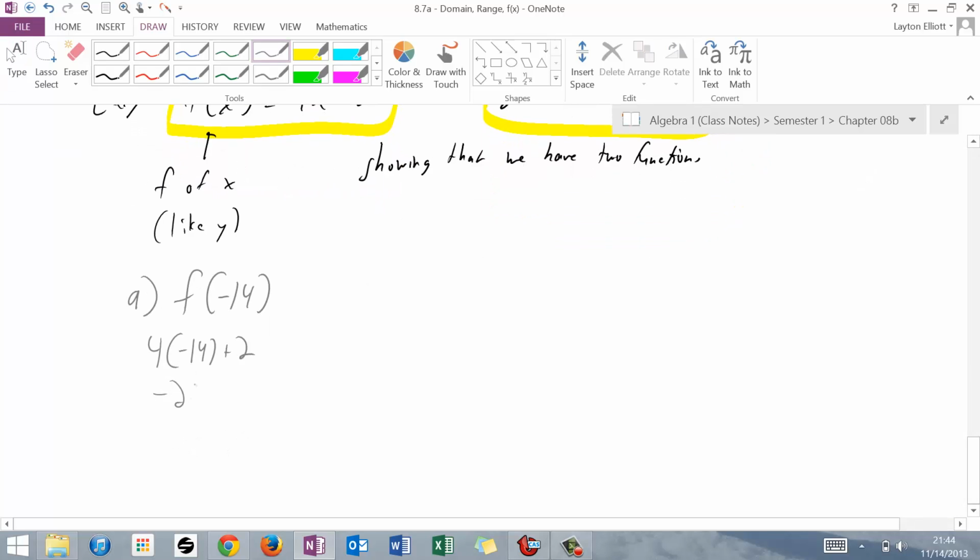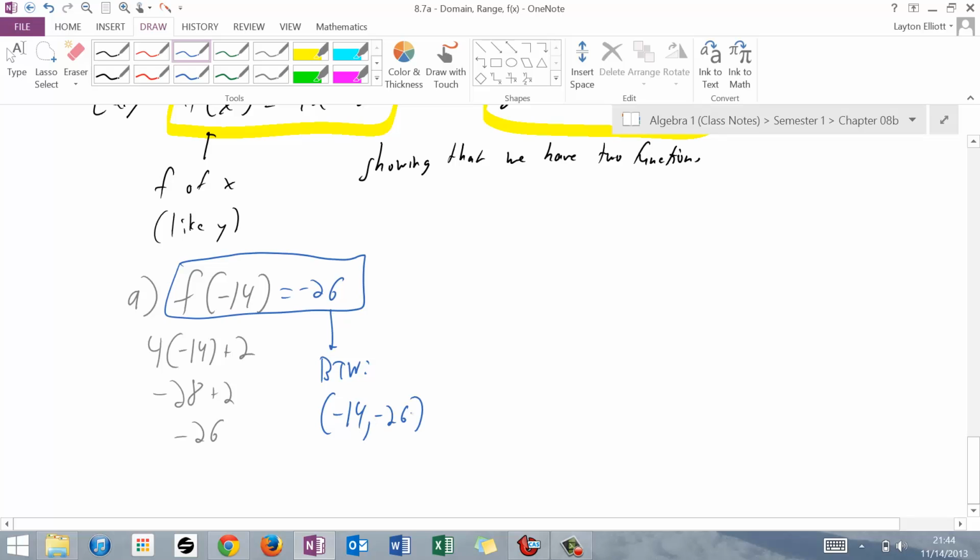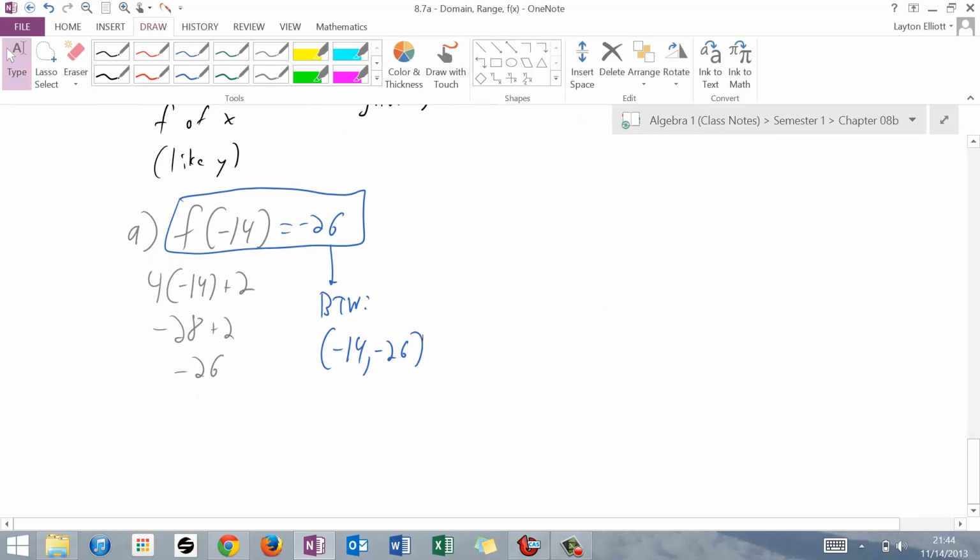4 times negative 14 is negative 28, and that would be negative 26. So f of 14 equals negative 26. And that's what we have. By the way, or BTW, that means that we had an ordered pair of negative 14 and negative 26, because that's like an xy ordered pair. And I do want you to know that.